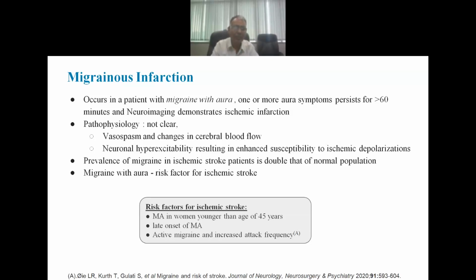What are the important risk factors for ischemic stroke? Migrainous aura in women younger than 45 years of age, late-onset migrainous aura, and active migraine with increased attack frequency. If the person is having migrainous attacks very commonly, say 2-3 times in a week, then all these things are predisposing the patient to migrainous infarction. Of course, it is very, very rare.